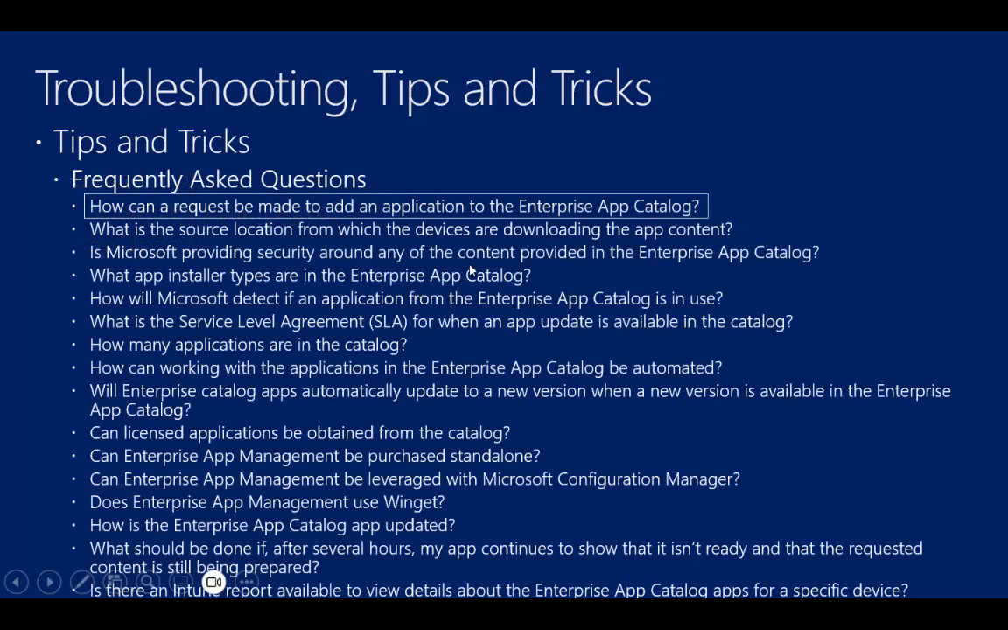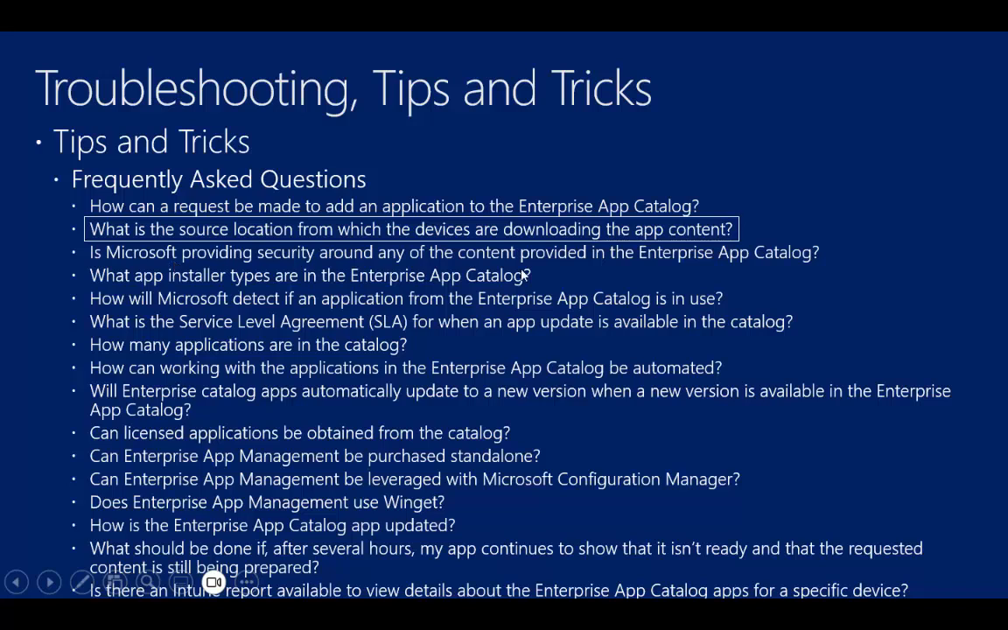Okay, so frequently asked questions, and we'll move through some of these real quick because some of them are repeats of what we've already talked about. How can a request be made to add an application to the Enterprise App Catalog? The answer is through the Microsoft Feedback Portal. That's how you can do that, right?